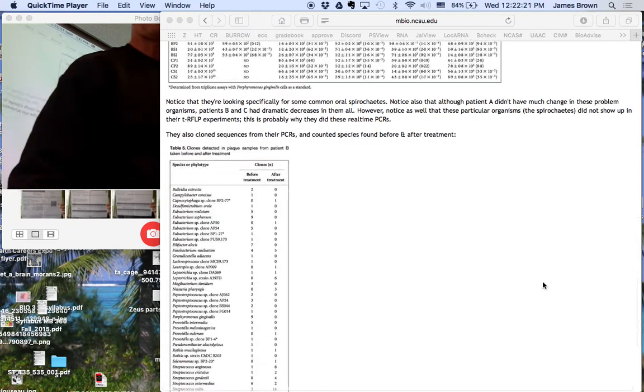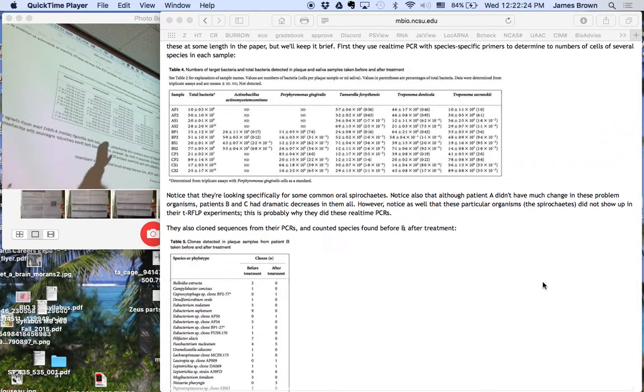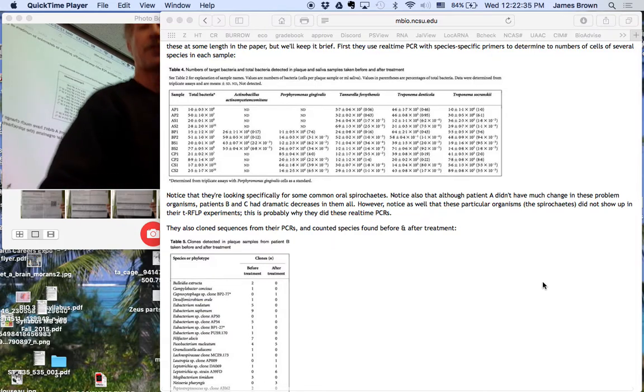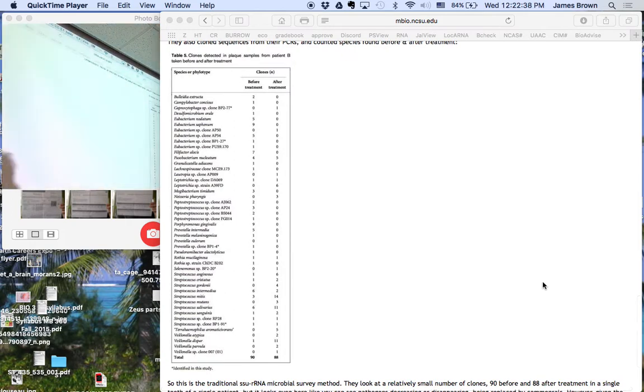And so they go back and do real-time PCR to quantitate some of these organisms in there to verify at least the basic pattern of their results, which they do. The other thing they do to verify the tRFLP is they go through and make banks of sequences. They take the ribosomal PCR, sequence a bunch of them. They only did 90 clones before and 88 clones after. So we're not really looking at a very statistically relevant sampling here. But you do see kind of a pattern, even if it's informal.